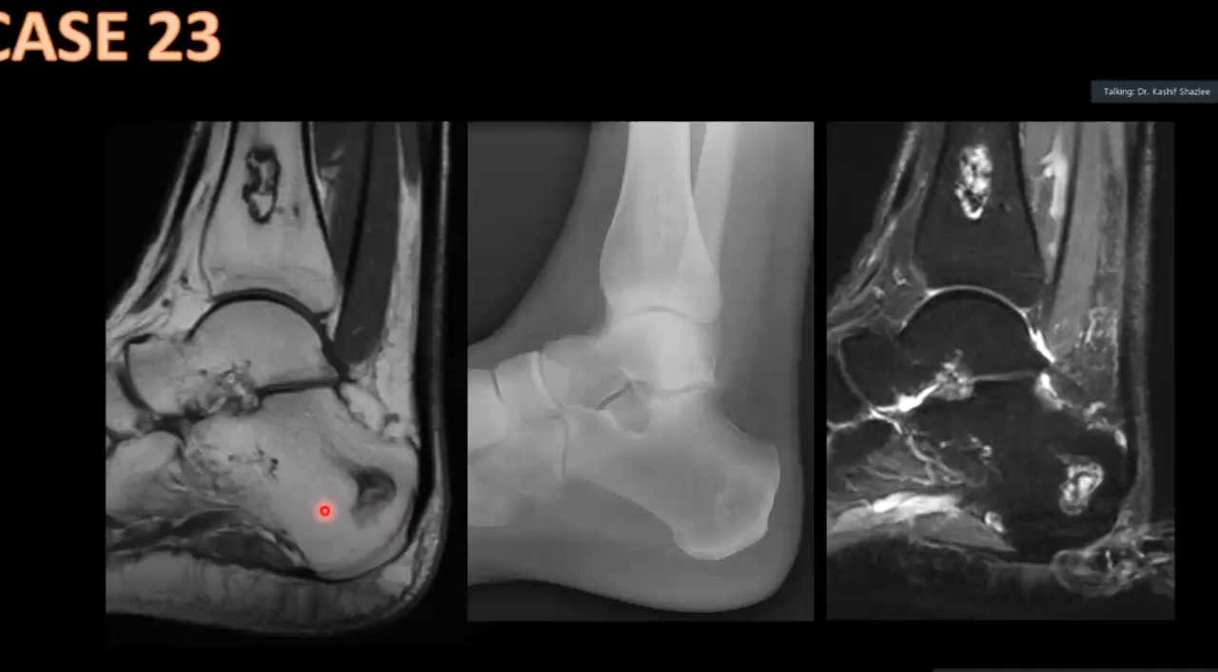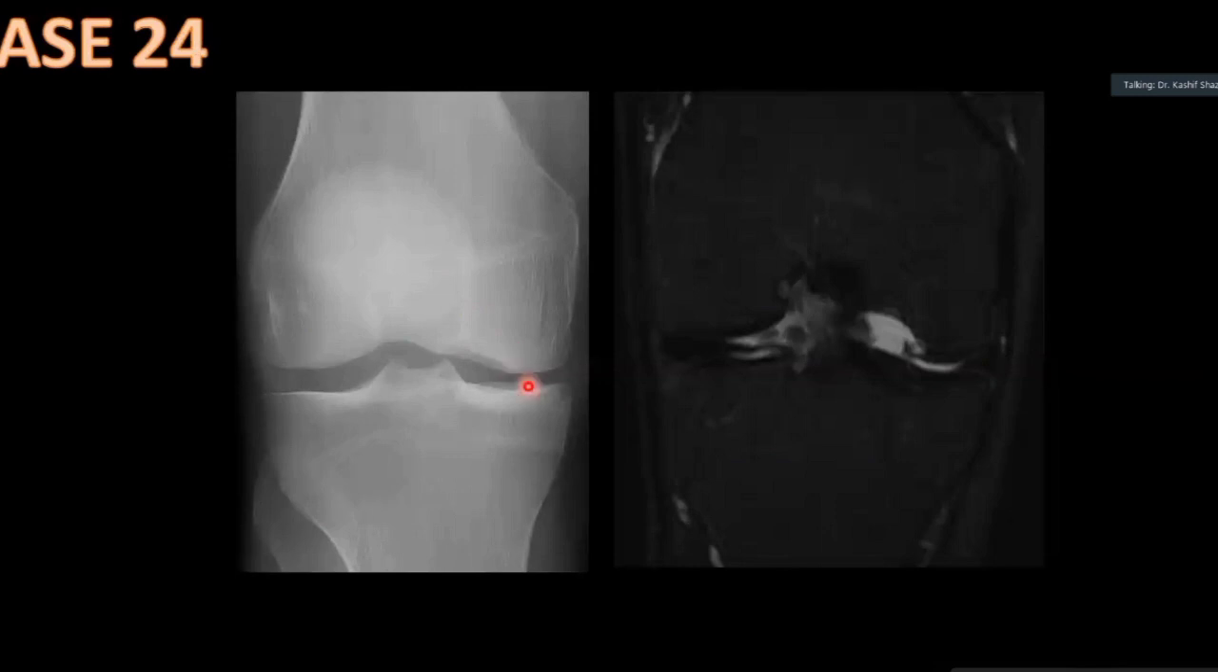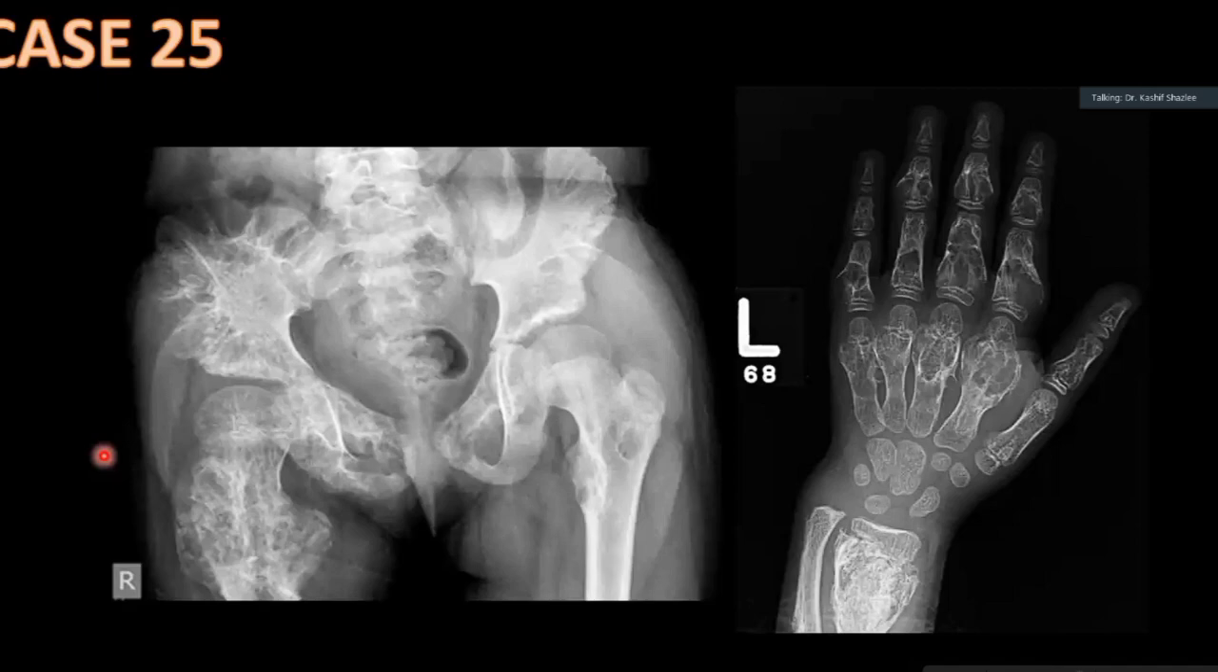The case of SLE, systemic lupus erythematosus, a defect in the articular surface of the medial femoral condyle, and on MRI this is actually an osteochondral defect. So this is a case of osteochondritis dissecans. Expansile lytic lesions with chondroid calcifications. Okay, so this is a case of Ollier's disease.